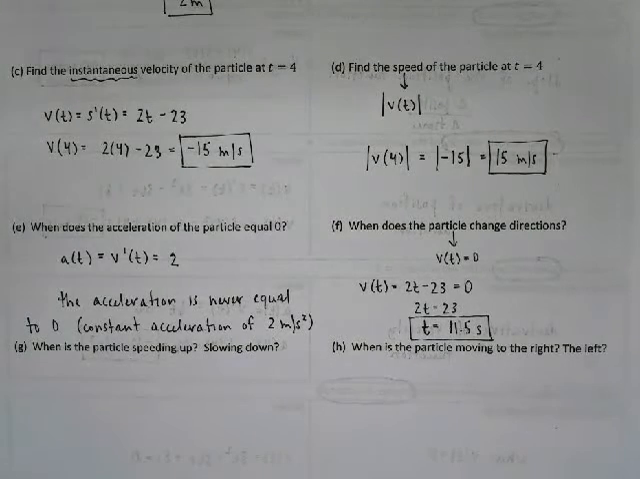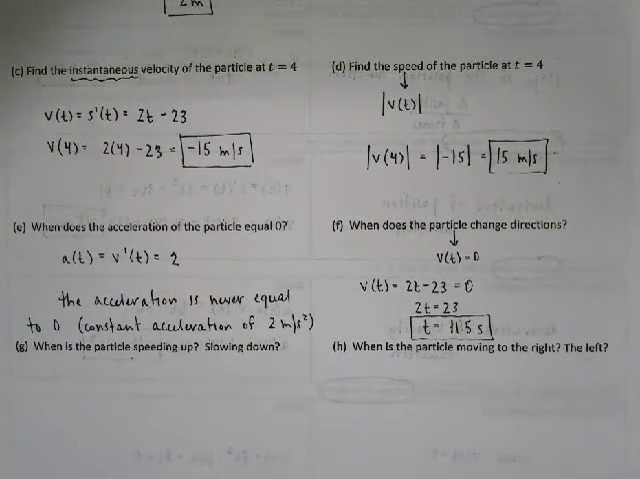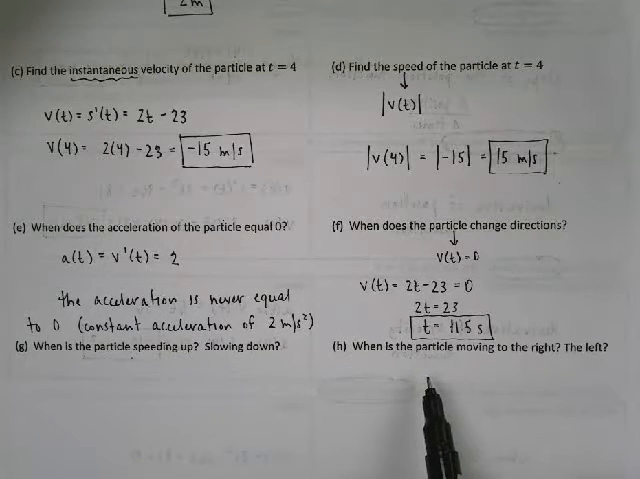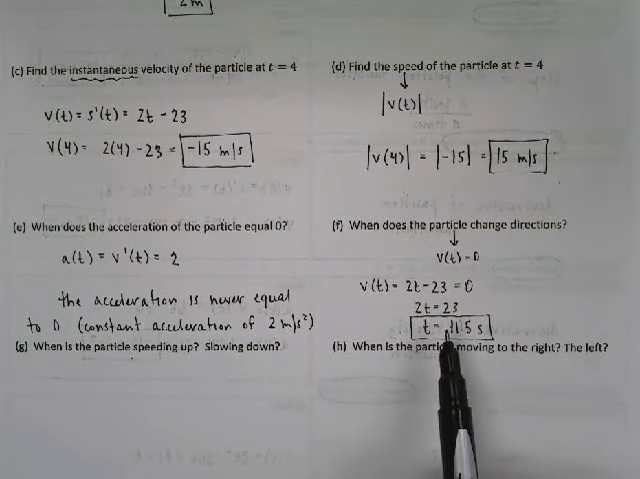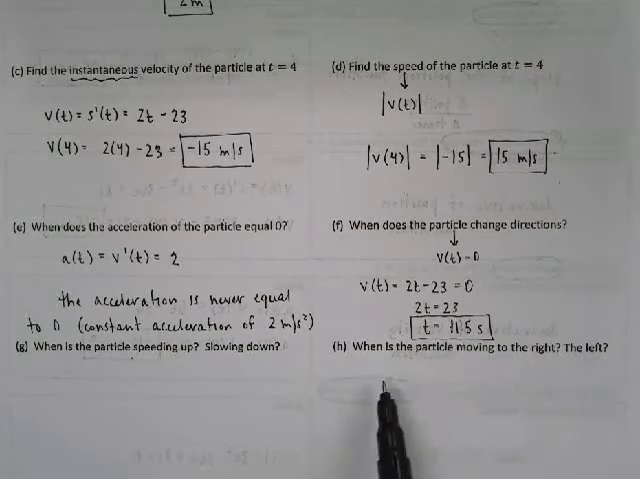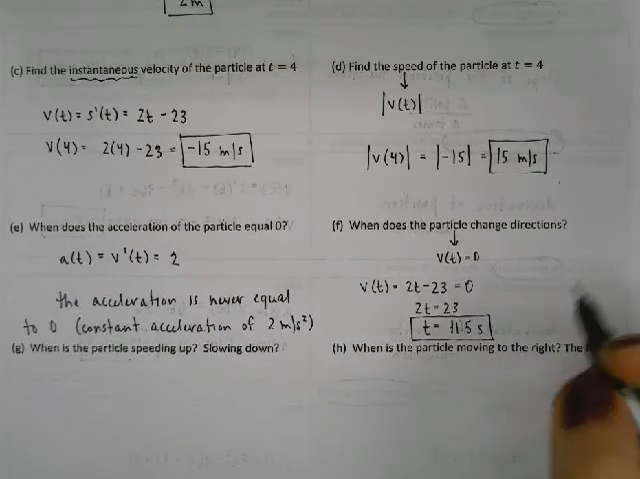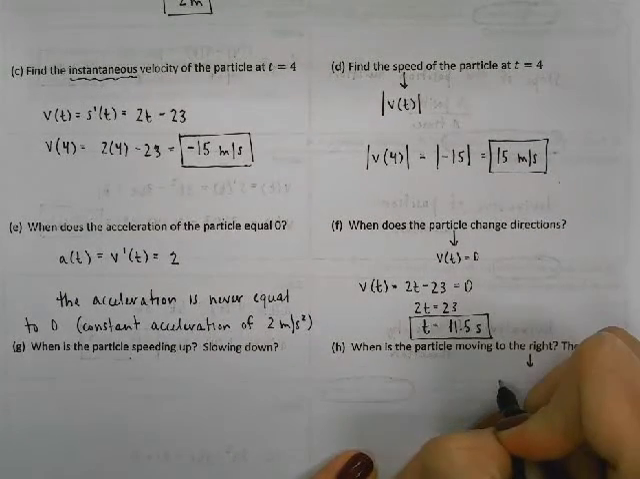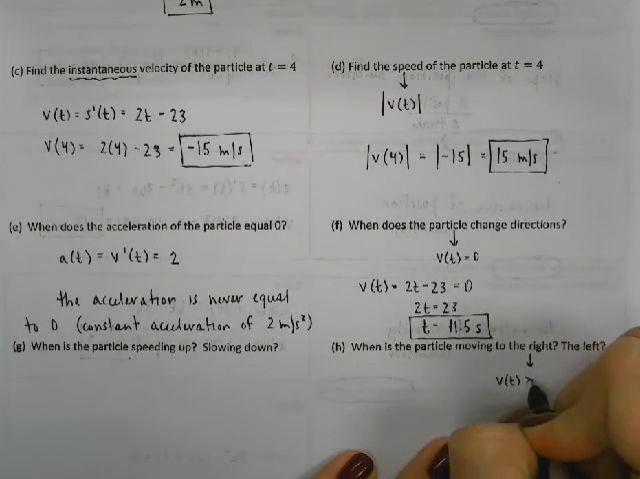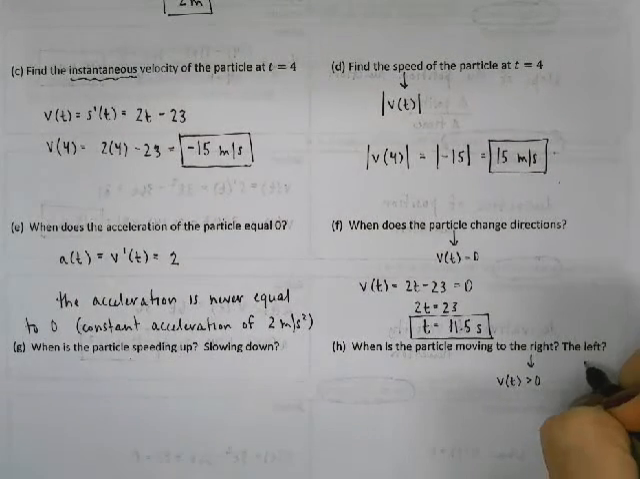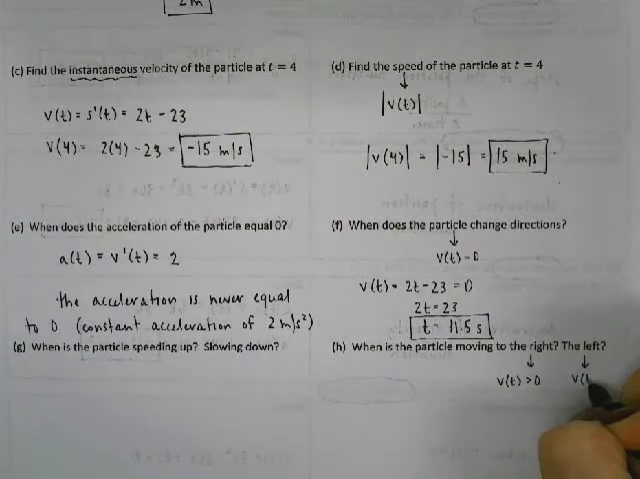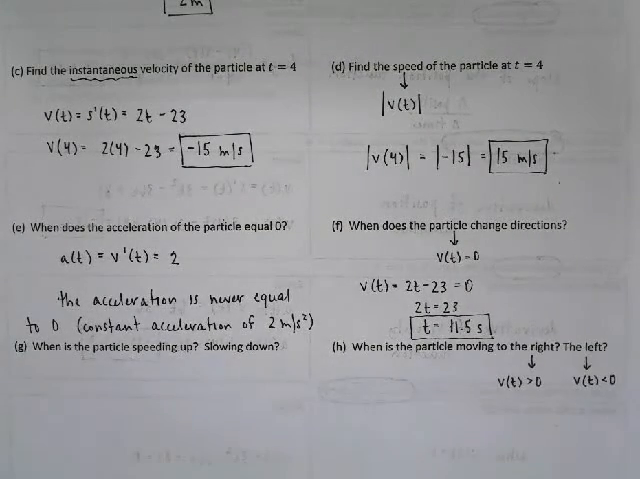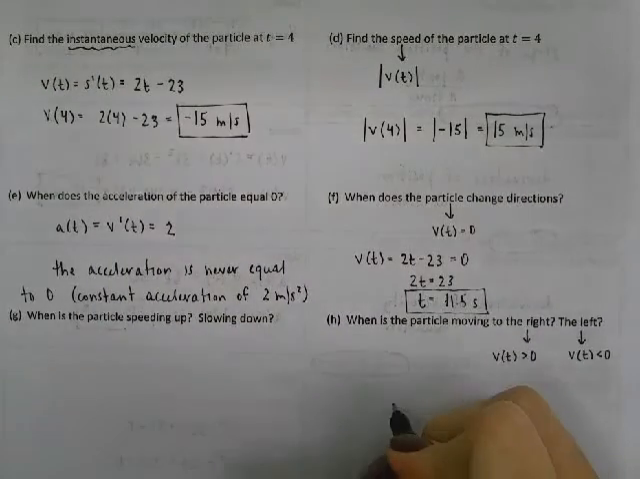And for a minute, instead of going on to G, I'm going to go down to H here, because that's going to be directly using the information we found in Part F. So when the particle is moving to the right, I know that velocity is greater than 0. And for the left, I know that happens when the velocity is less than 0. So just like we did a couple days ago now, I'm going to make a little number line to help organize what's happening here.